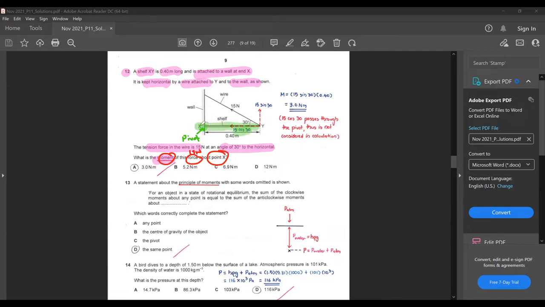Then after that, one thing to note is this. The 15 cos 30 will pass through your pivot, so it will not be considered in your calculation. The reason for that is because there is no perpendicular distance, therefore no moment to consider, because moment is zero. You really only need to consider the 15 sine 30. So in our case, this is the force. Our perpendicular distance is 0.4. So moment is going to be 15 sine 30 times 0.4 equals 3 Newton meter. So answer is A.